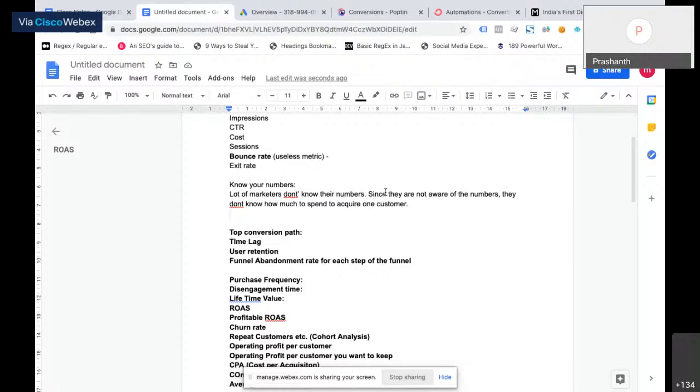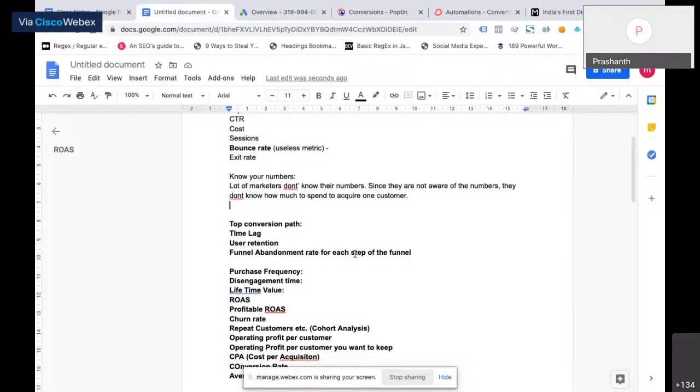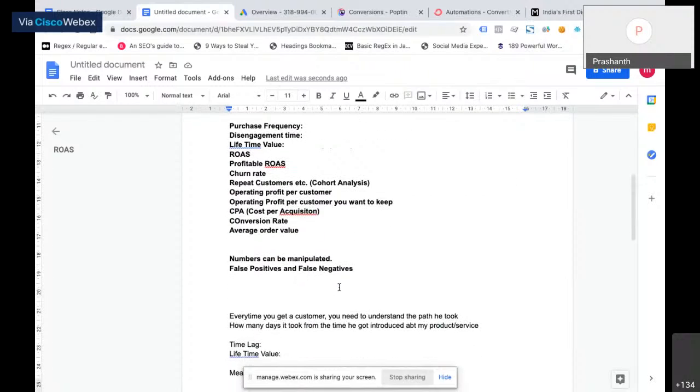And when you don't even know your numbers to get one customer, and whatever money you get, whether you make profit or loss, if you don't know those numbers, how will you even run marketing? How will you define whether your marketing is successful or not? Whether you should invest more money or not? A lot of people don't know their operating profit per customer. A lot of people don't know how much of what they make per customer they want to keep. A lot of people don't even know the maximum CPA at which they can still drive a profitable ROAS.